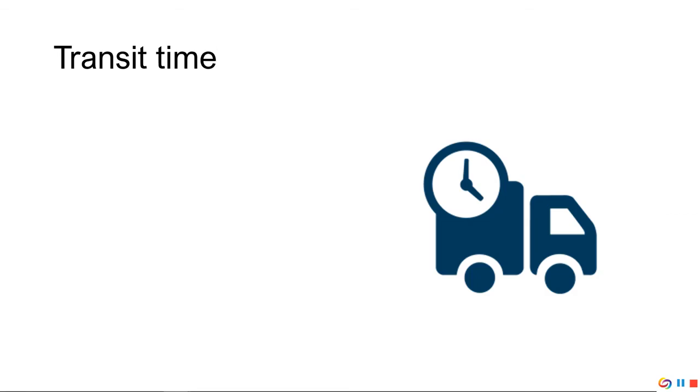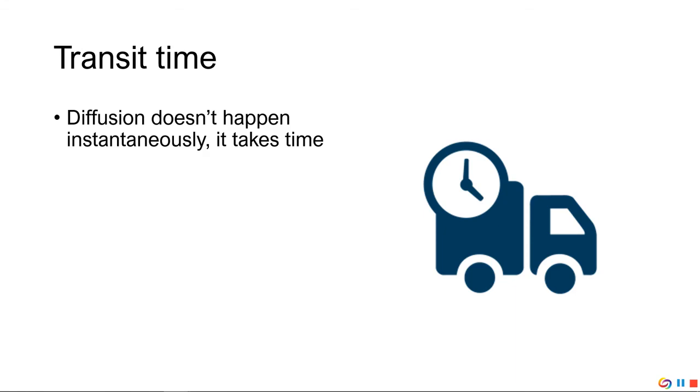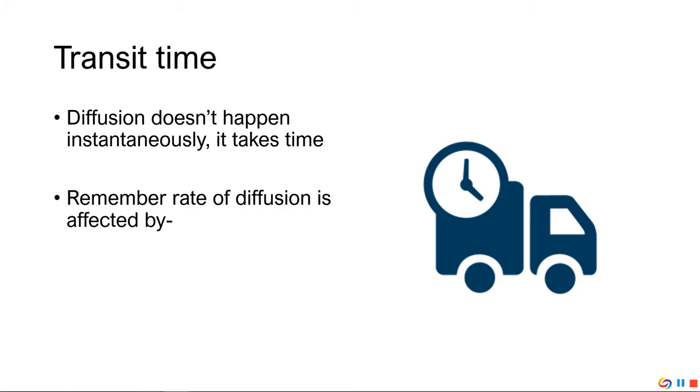So the first thing is we need to understand what transit time is. So transit time has to play with diffusion. And remember, diffusion doesn't happen instantaneously. It takes time. Not a lot of time, but it still takes time. And when it comes to diffusion, it's affected by several things.